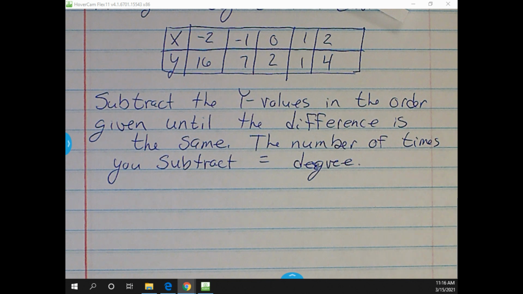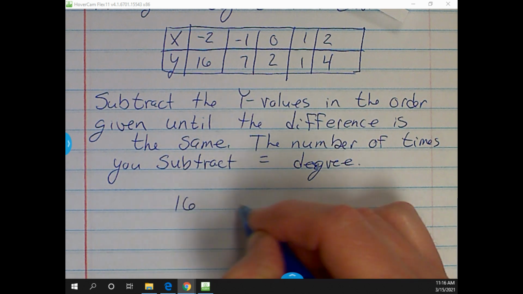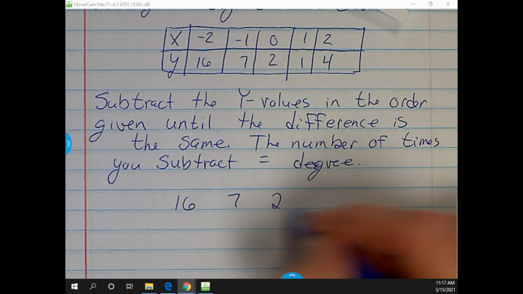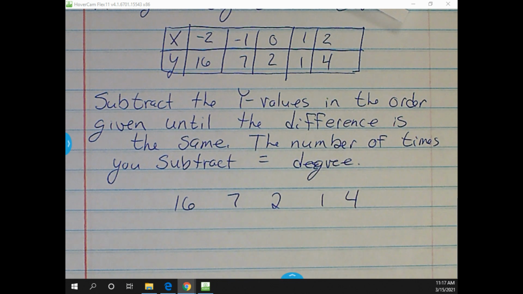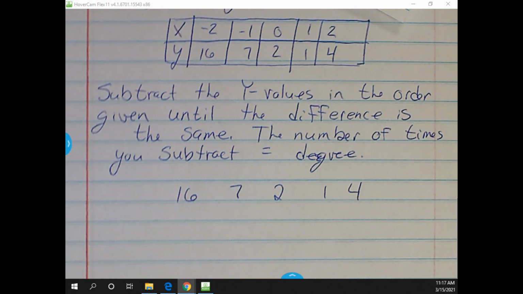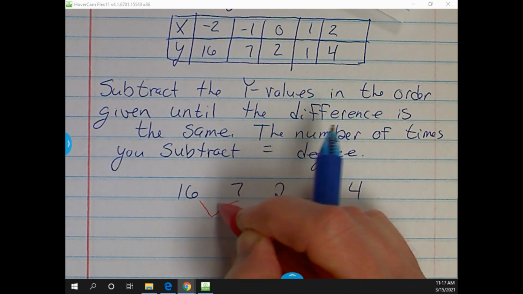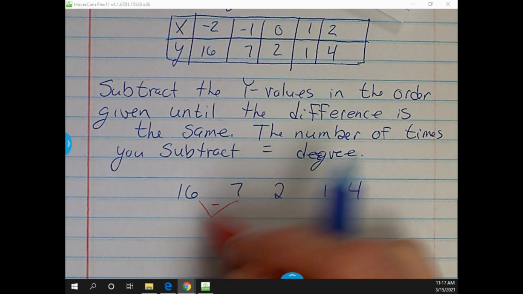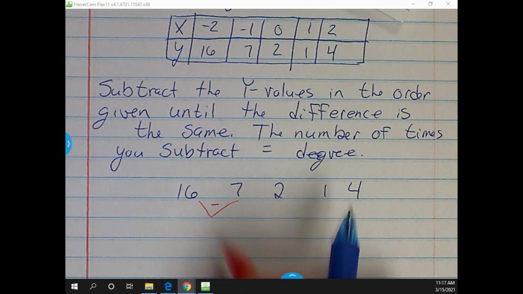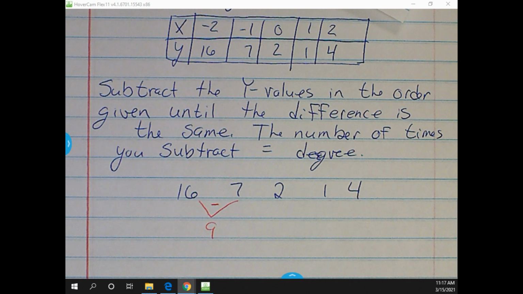Okay, so here's where we go with this one. So we're going to write down the y values. And you can show this a couple of different ways when you do this one. Here's what I always kind of like to do with it. I'm going to do 16 minus 7 here. So if I do 16 minus 7, I'm going to put the answer right in between those two numbers. 16 minus 7 is 9.